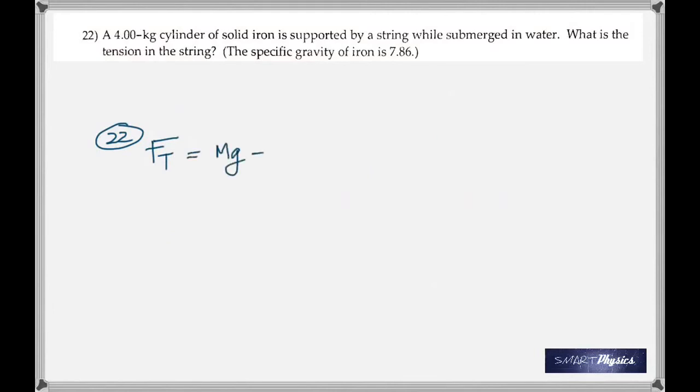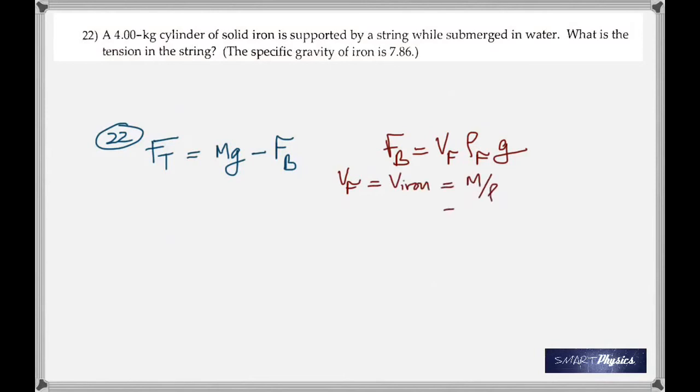And tension must be equal to the weight minus the buoyant force. Why? Because weight is acting down and the buoyant force is acting up. And buoyant force is given by weight of fluid displaced, which is volume times density times g. And the volume in this case is the volume of the iron, which is its mass divided by density.